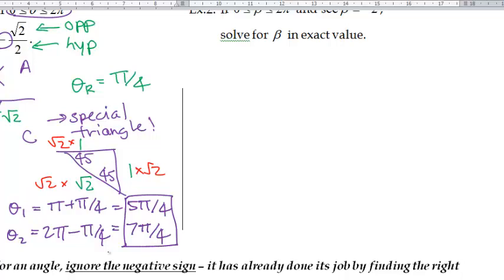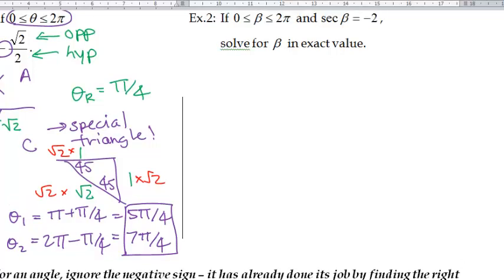So make sure you're in radian mode, and then plug in sine 5 pi over 4 and sine 7 pi over 4. You should get negative root 2 over 2 as a decimal, so whatever that is. Okay, so there's the first question done.